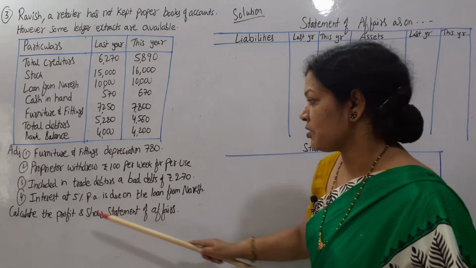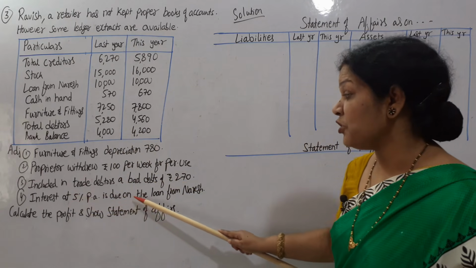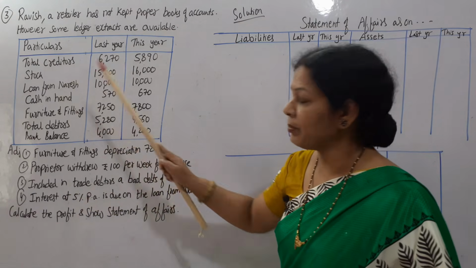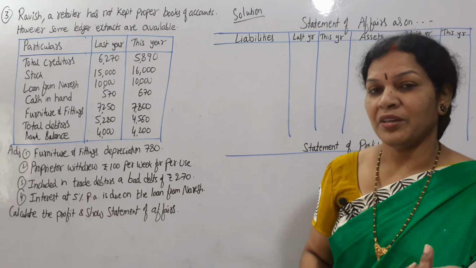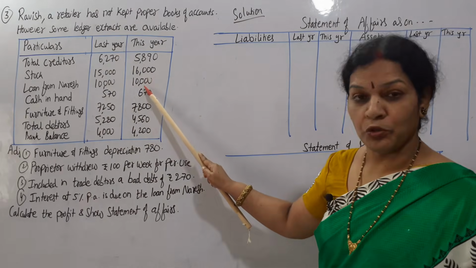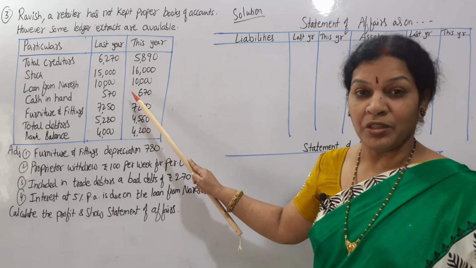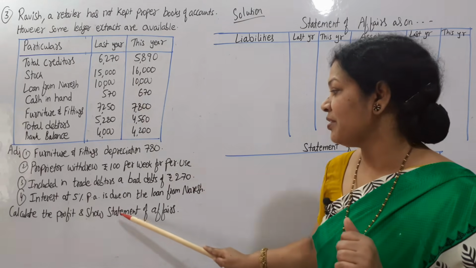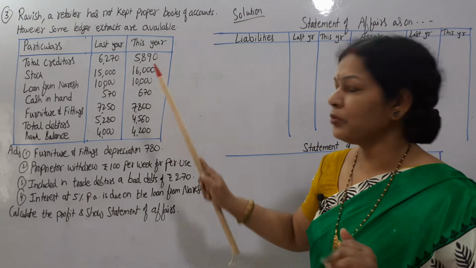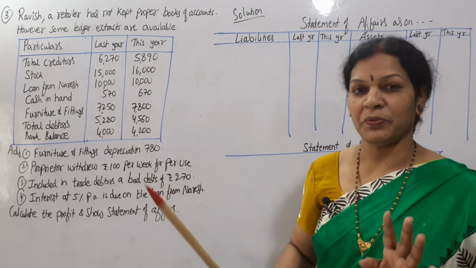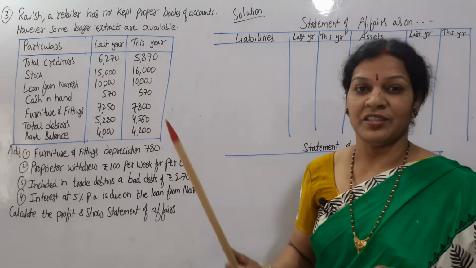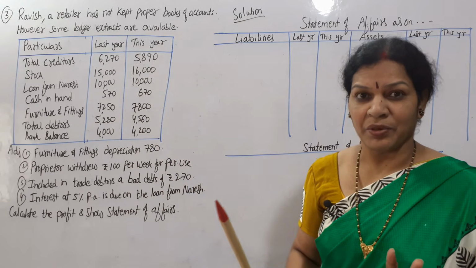Okay. Next, interest at 5% per annum is due on the loan from Naresh. Naresh loan, where is it? Yeah, loan from Naresh, interest due. We'll take only this year, not the previous year. Interest due means payable. 10,000 plus outstanding interest, 5% comes to 500. Okay. 10,000 plus 500, we add 500 and show it in the statement of affairs of this year. That's it. I'll work it out and I'll show you.